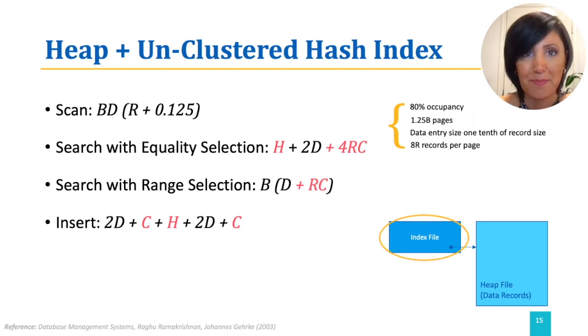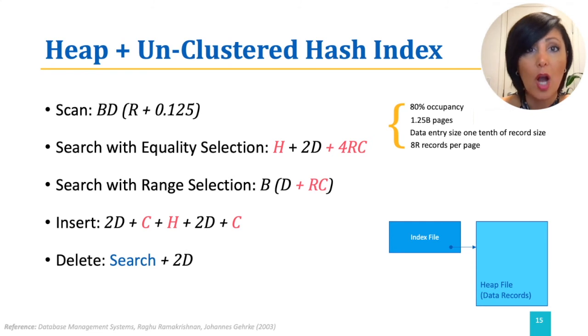Delete operation includes finding the record, updating its index page, and updating its data records page. This adds a D for each update, bringing the total cost of delete operation to that of the cost of search plus 2D.